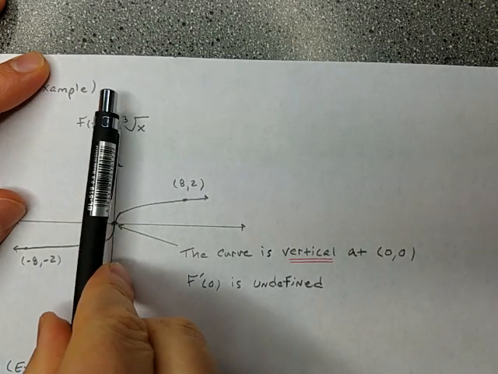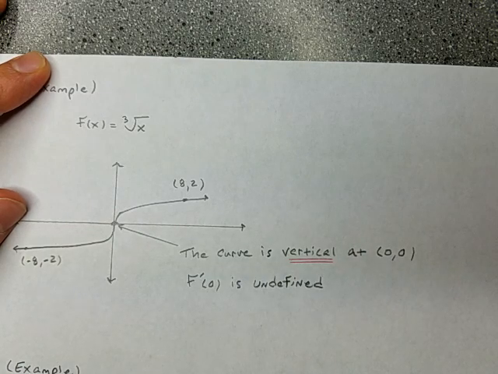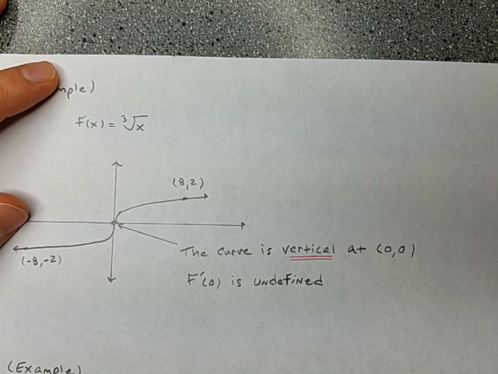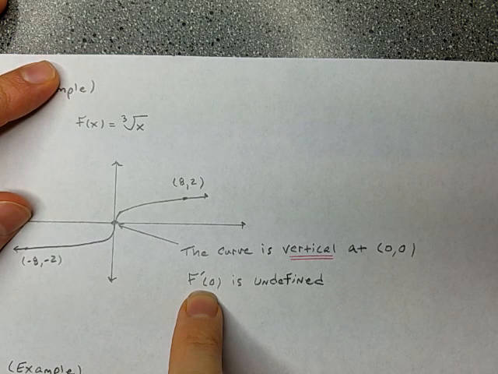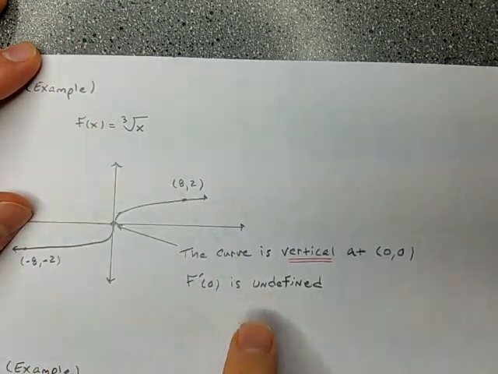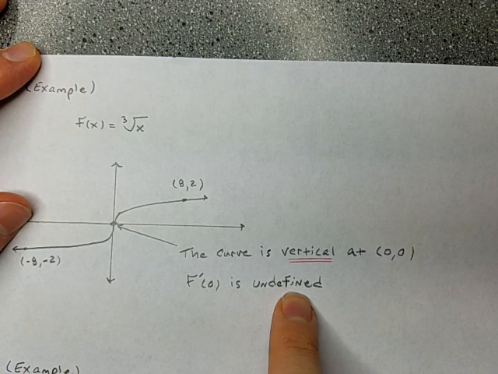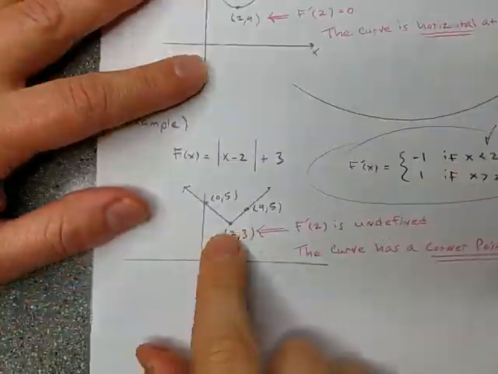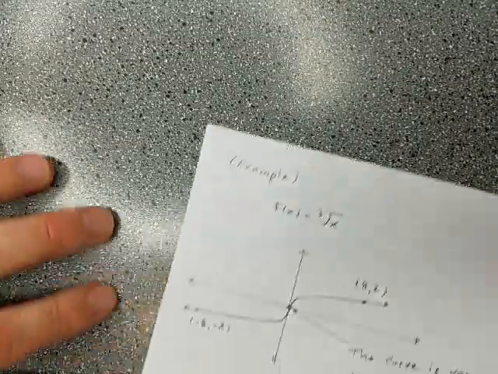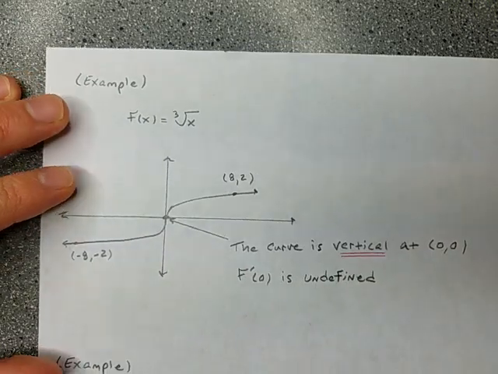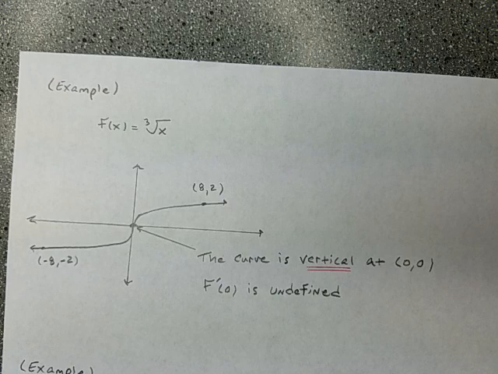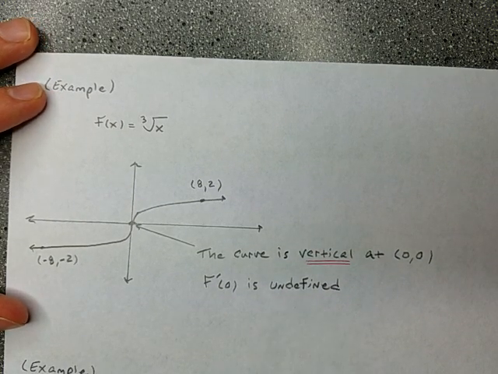Well, does a vertical line have a slope? No, there's no way to say what the slope of a vertical line is. So the derivative, because it tells you the slope of the curve, has to also be undefined. So far, a derivative being undefined could mean there's a corner point. It could mean that the curve is vertical, such as this one. Those are two scenarios about a derivative being undefined that we might encounter.